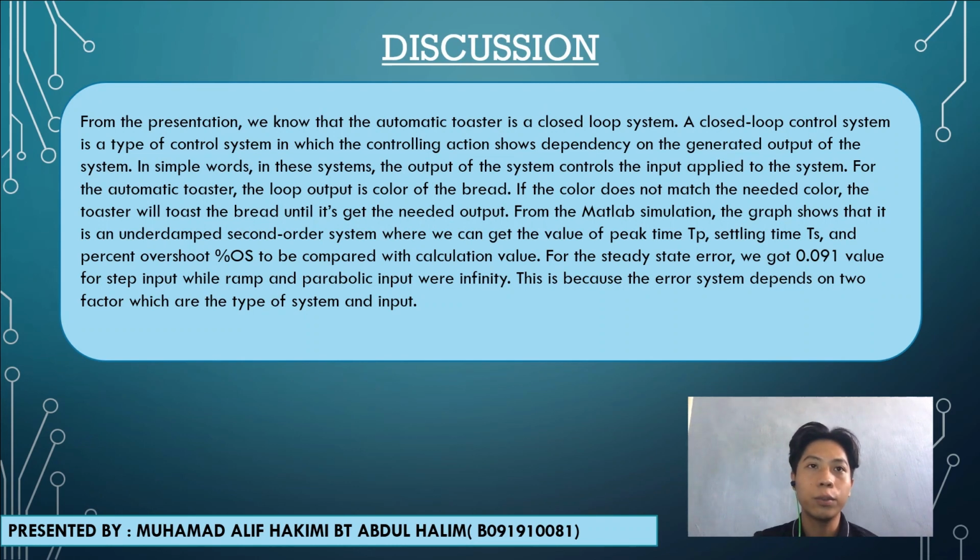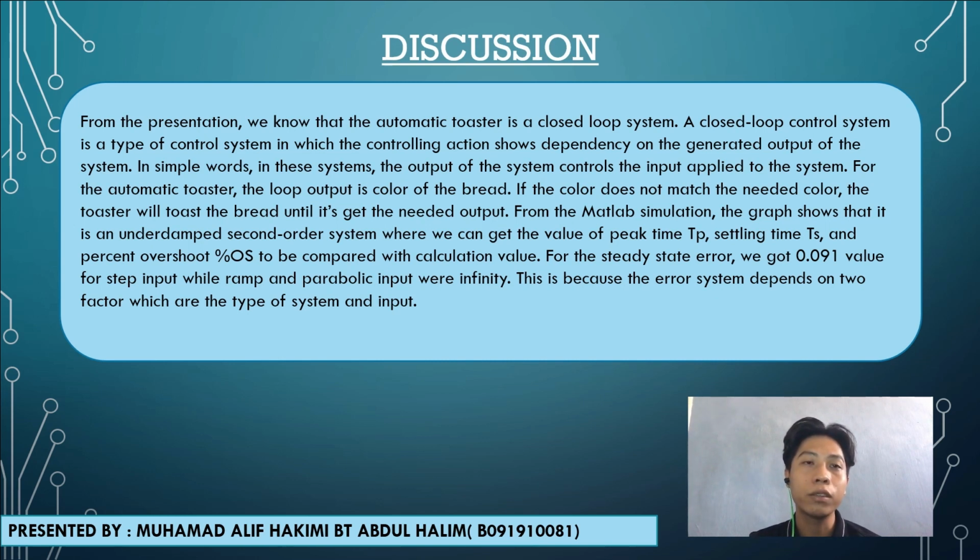For the discussion of the project, we know that the automatic toaster is a closed loop system. A closed loop control system is a type of control system in which the controlling action depends on the generated output of the system. In simple words, the output of the system controls the input applied to the system. For the automatic toaster, the loop output is the color of the bread. If the color doesn't match the needed color, the toaster will toast the bread until it gets the needed output.